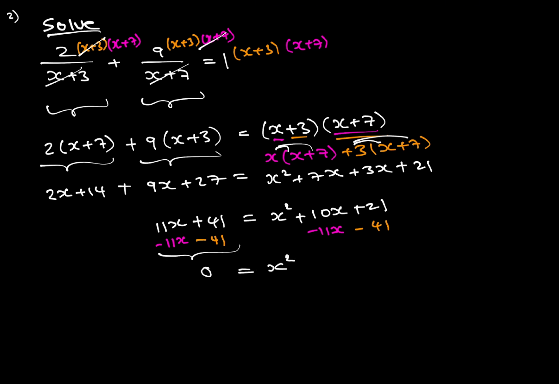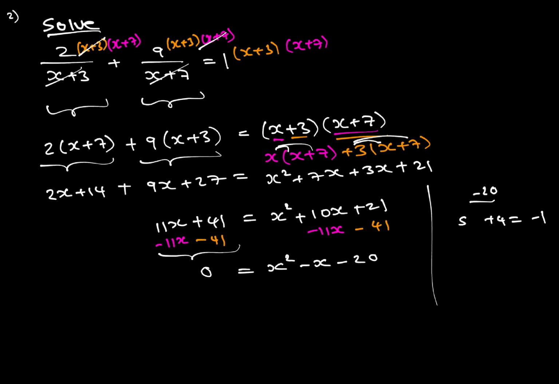x squared stays the same. 10x minus 11x is minus x. 21 take away 41 is minus 20. At this point, I need two numbers that will multiply to give me negative 20, but add to give me negative 1. The numbers that will satisfy that will be 5 and 4.